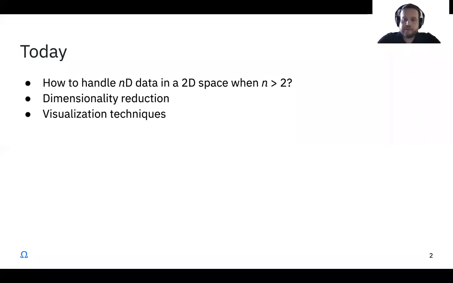So the question that we're going to aim to answer is how do we handle n-dimensional data in a two-dimensional space when n is greater than 2. We are going to have an overview of dimensionality reduction techniques and also visualization techniques, how to tackle multivariate data just using visualization. So there's going to be some math in today's lecture, but it's there to illustrate the point. So I'm not going to expect you to know all the various equations that will appear on these slides. It's very important that you understand the techniques on an intuitive level, and you'll be able to use them.